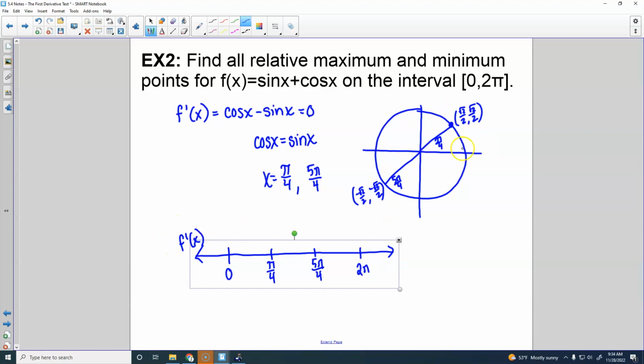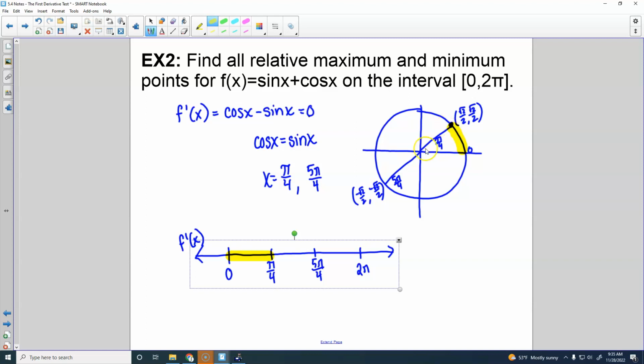All right, so if I plug in a number between 0 and pi over 4, if I highlight this, I'm looking at this section of the unit circle. Connor's telling me positive. Why? Cosine is bigger than sine on this section. Cosine is your x coordinate, and sine is your y coordinate, right?